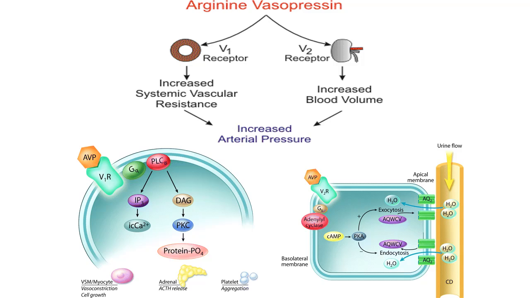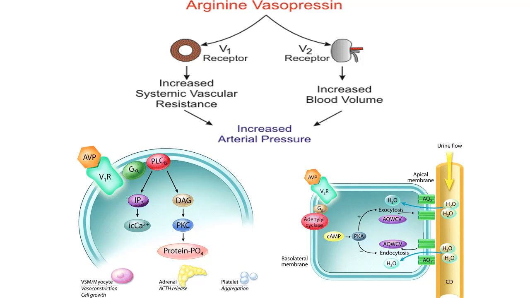Also, you can see the roles of vasopressin. Arginine vasopressin acts through two different receptors, V1 and V2. V1 receptors are mostly seen on the vessels and adrenal gland, acting on vessels. V2 receptors act on the nephron cells, and both of them, V1 and V2, finally increase arterial pressure.